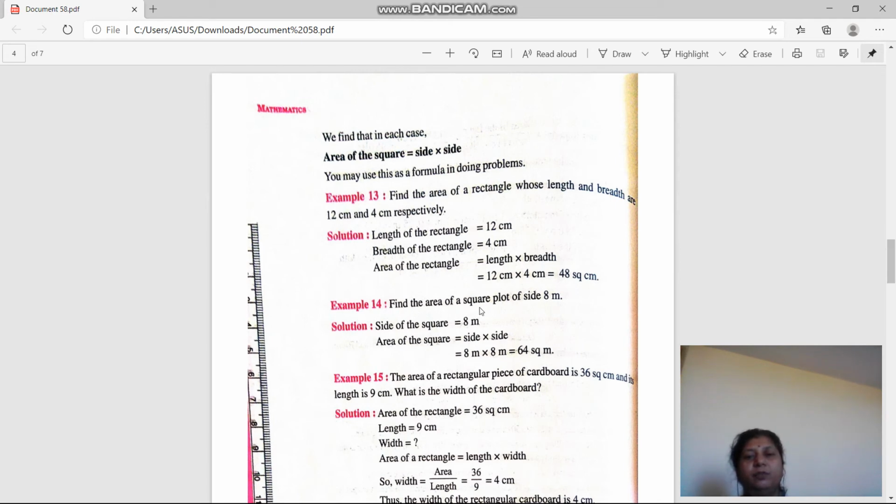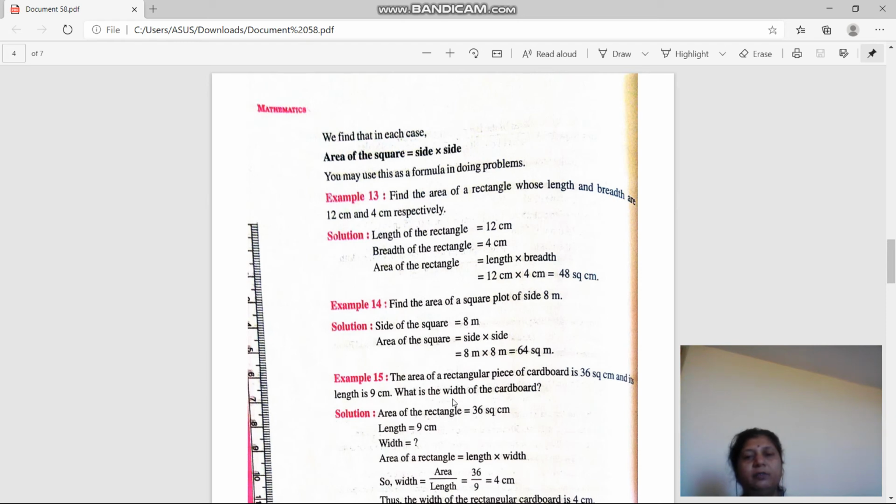So next, example 14. Find the area of a square plot of side 8 meter. So solution: side of the square is equal to 8 meter. So area of square is equal to side into side, that is 8 into 8. So 8 times 8 is 64 square meter. Get it?